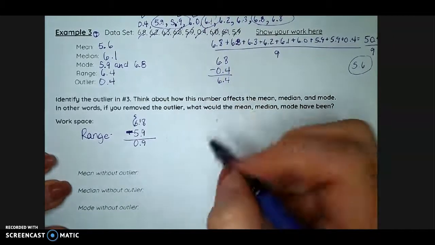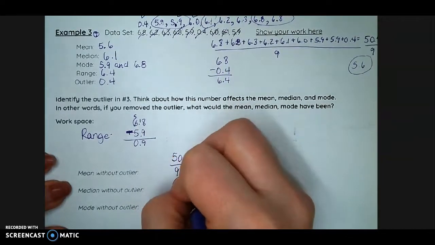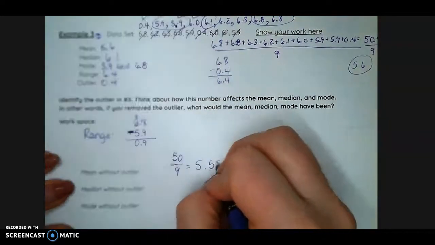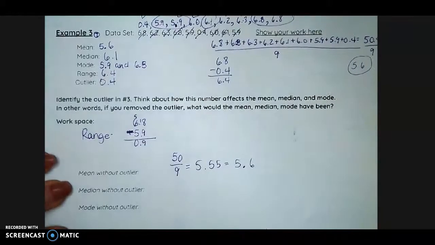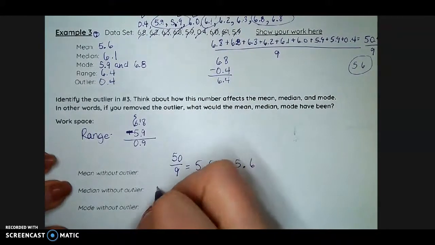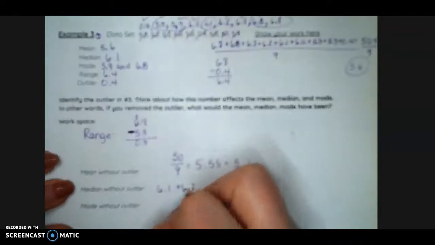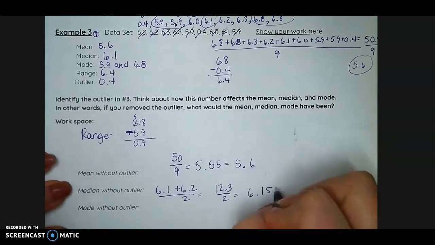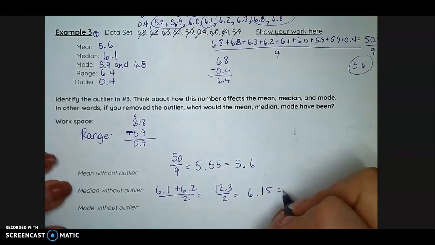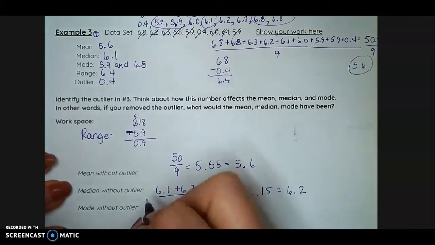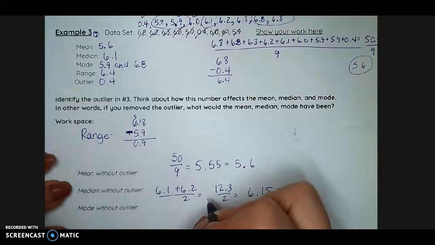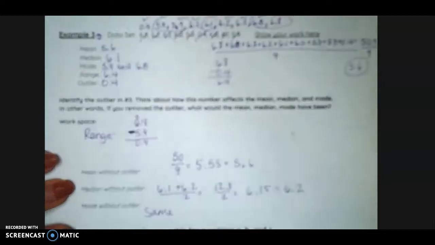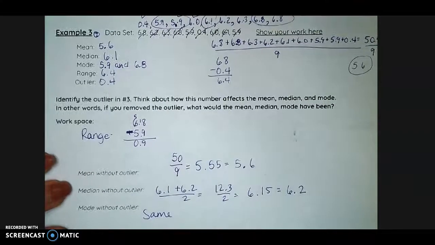My mean without my outlier would be 50 divided by 9, which would be 5.55, which would still round to 5 6/10. My median, I would have to do 6 1/10 plus 6 2/10 divided by 2, which would be 6 15/100, which would round to 6 2/10. And my mode would still be the same. My mode would not change at all. So the biggest impact that removing that outlier has in this case is the range.